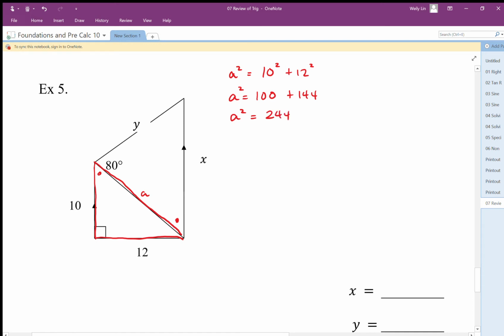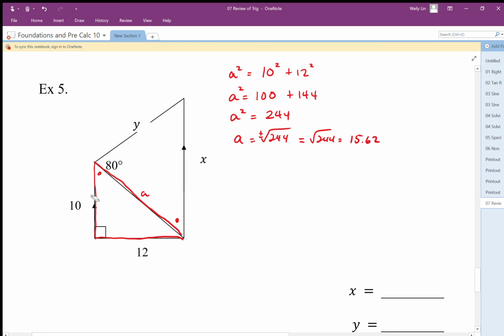So the length of side A is going to be the square root of 244. So I'm going to convert this to a decimal, square root of 244, and we're getting about 15.62. Okay, since we're going to have to use these measurements, we're going to end up using decimal values in this case.